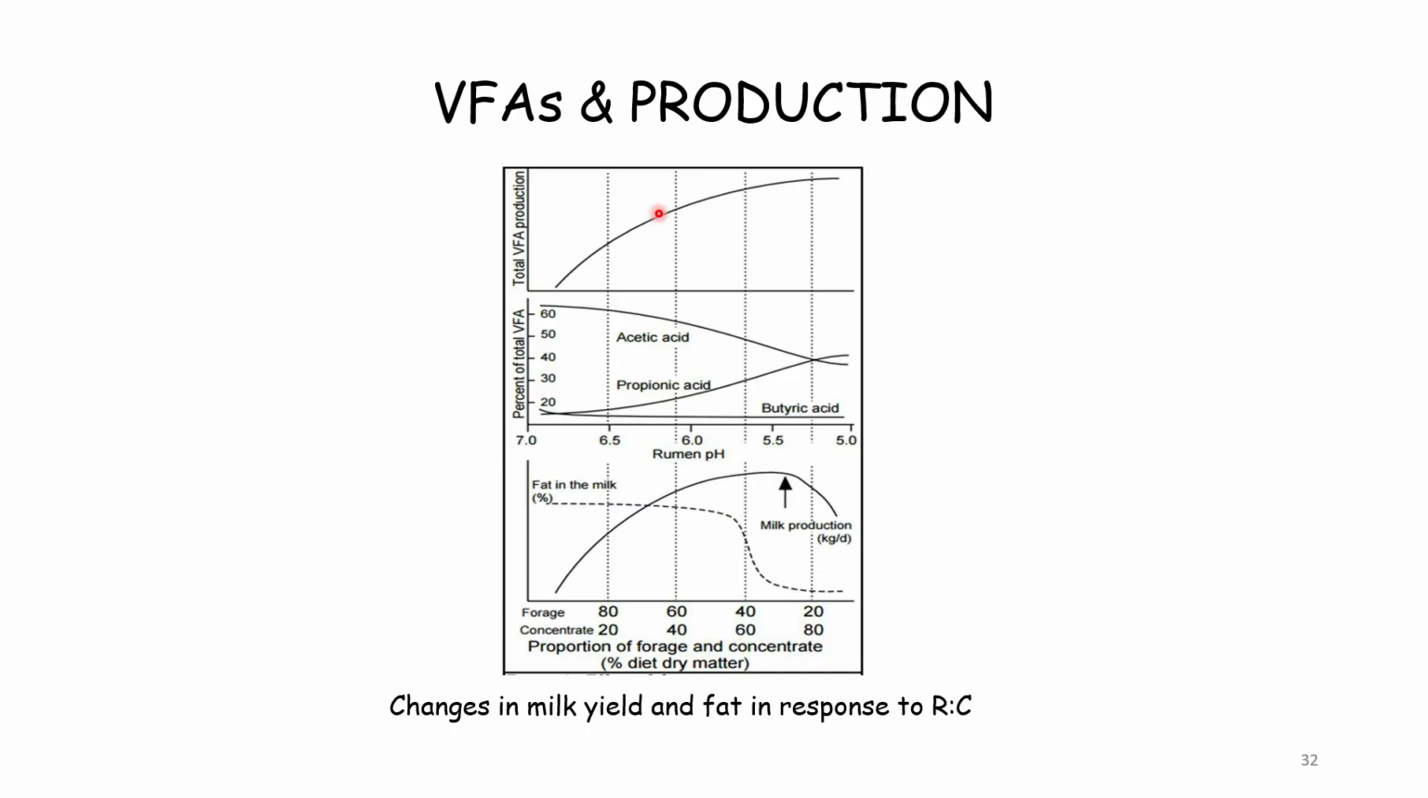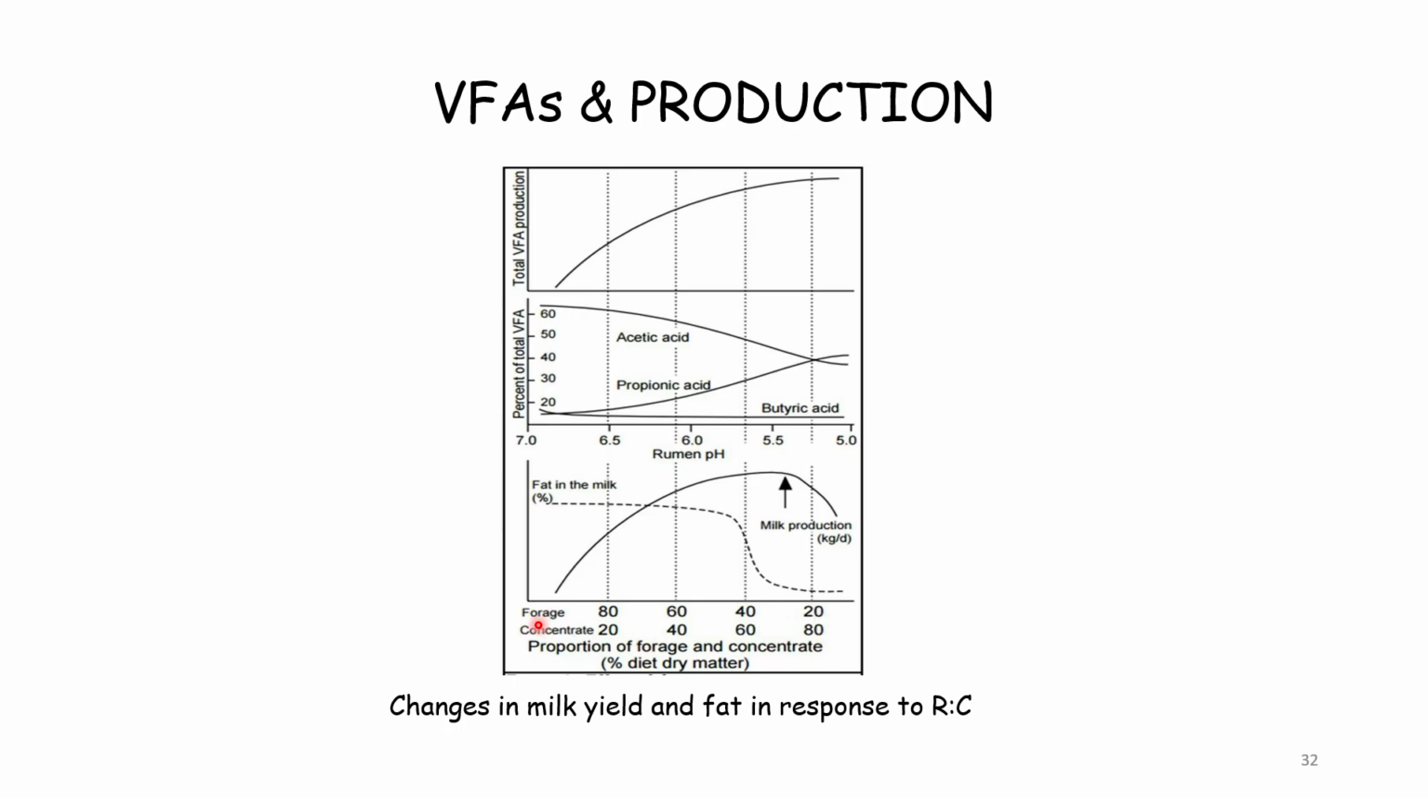So this one is volatile fatty acid production. As you can see here, this is the x-axis, this is the y-axis. So what is the x-axis? This is the forage. Forage is 80%, then decreases to 60%, then further decreases to 40%, and further to 20%. And concentrate is vice versa, like here 20, 80, 20, 100, 60, 40, 100, 40, 60, 100, 20, 80, 100.